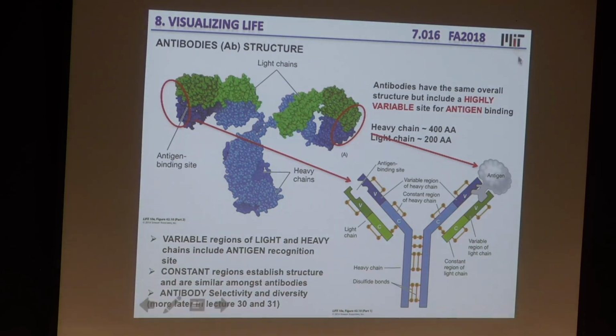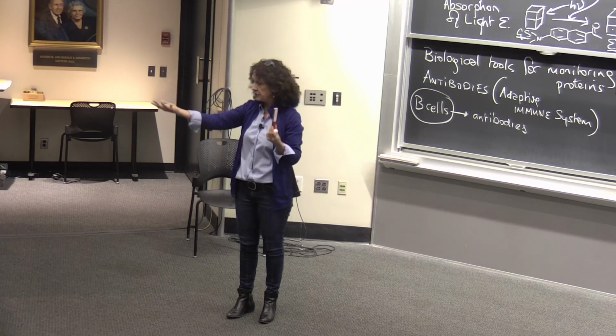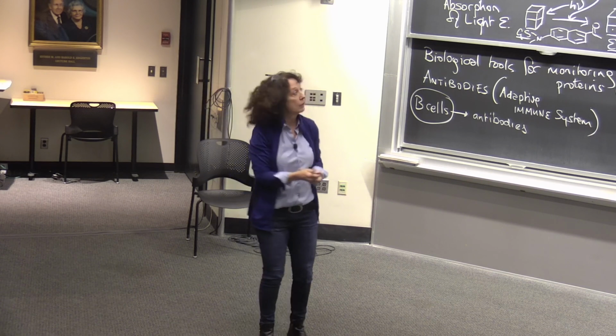The C's designate constant regions, C, C all the way through here. And the V's represent variable regions, which I've shown you, and at the tip of the V's are the antigen binding sites. So you're going to see more about antibodies in the immune system, but what you want to accept is that these are biological macromolecules that particularly evolved to recognize target antigens, and you can use them reliably as biological reagents.